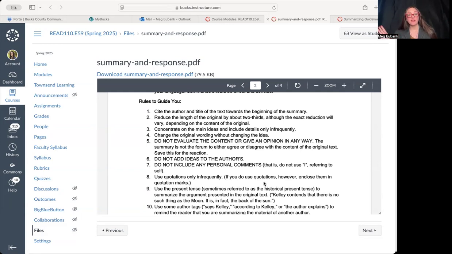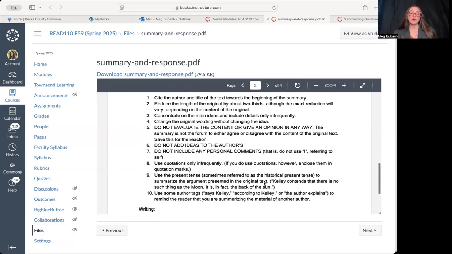That's for the second half. The big thing about a summary is that you are only talking about the ideas that are in the text. You don't need to quote. You don't need to put a lot of personal or any personal comments. You should use present tense. This is something that's called the literary present.